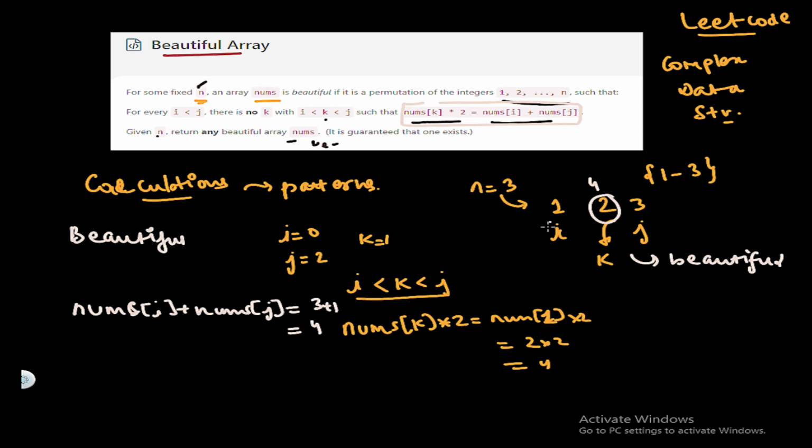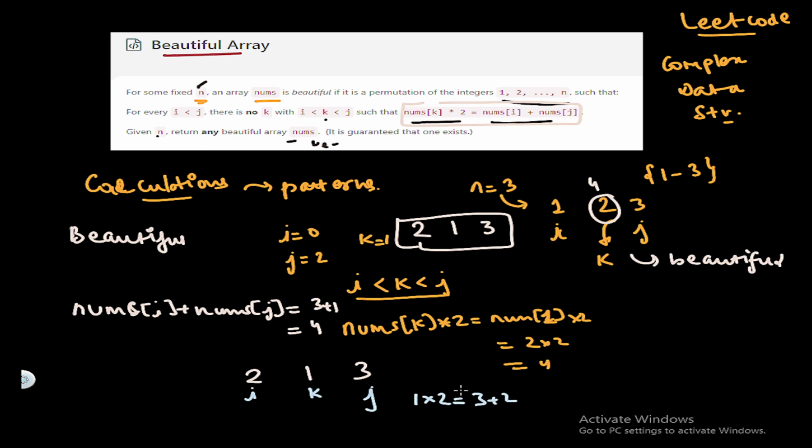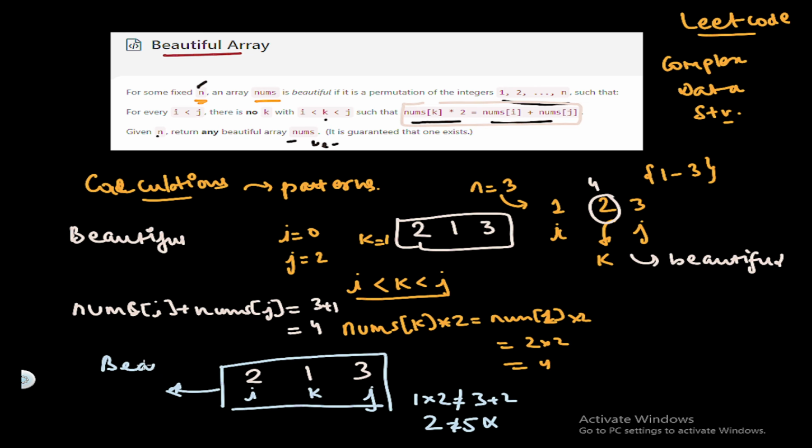So let us change the combination. Let us say 2 1 3. This is a valid permutation of three numbers. Now let's check the condition. We have 2 1 3. Let's say this is our i, this is our j, and this is our k. So nums[k] * 2, that is 1 * 2, is 2, which is not equal to 3 plus 2, because that is 5. So the condition is not satisfied. Therefore this particular permutation is a beautiful permutation.